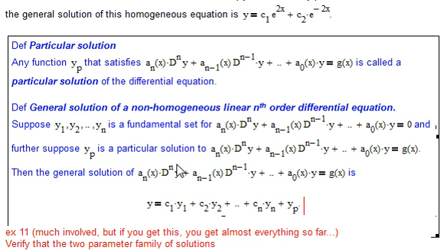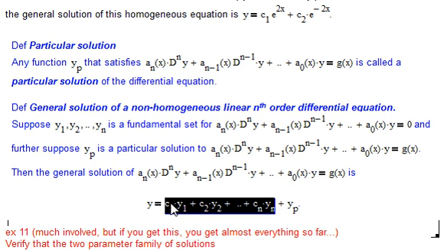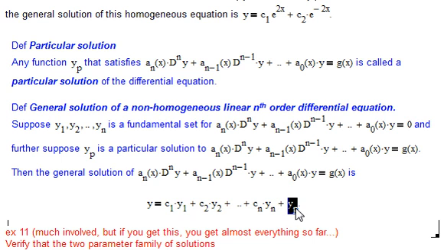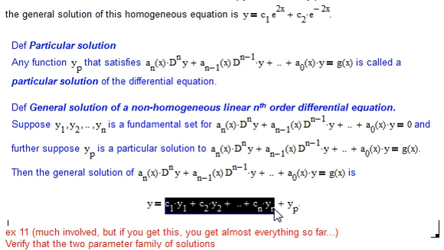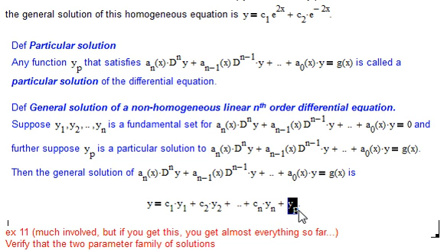Now look, this is what this is saying. If we've got our fundamental set for the homogeneous equation, and this is the general solution applied to that homogeneous equation with fundamental set, and yp is some particular solution to the equation, then all we have to do is add up the linear combination of our fundamental set plus the particular solution, and we have our general solution to the equation. And I hope you realize how cool that is.